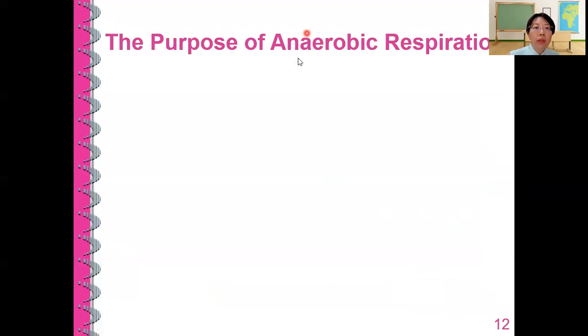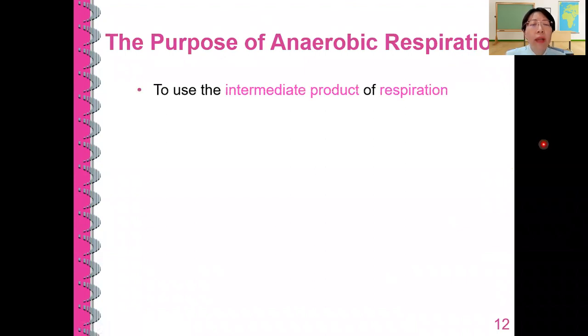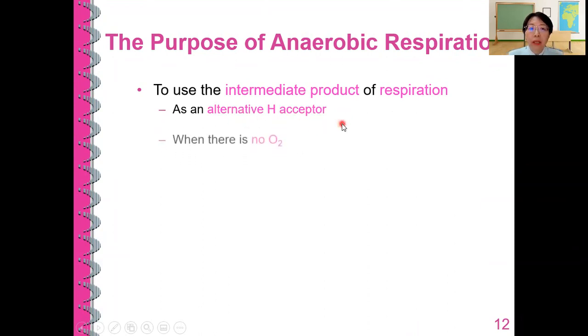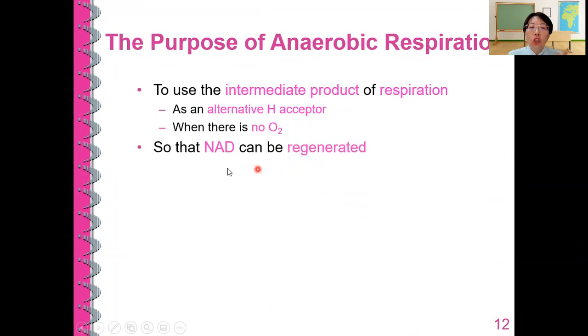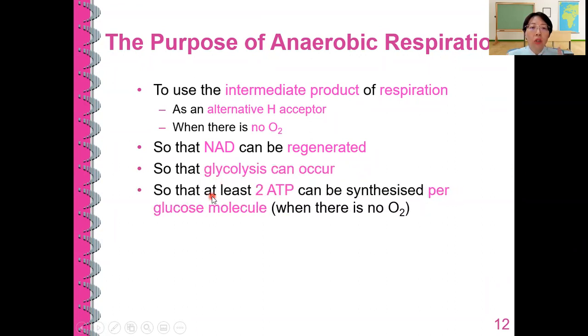Okay, so here, what is the purpose of anaerobic respiration now? So let's just recap. Now you can see the big picture, right? So the purpose of anaerobic respiration is to use the intermediate product of respiration from glycolysis as an alternative hydrogen acceptor when there's no oxygen, so that NAD can be regenerated, so that glycolysis can occur, so that at least 2 ATP can be synthesized per glucose molecule when there is no oxygen. So this is a very wonderful design.